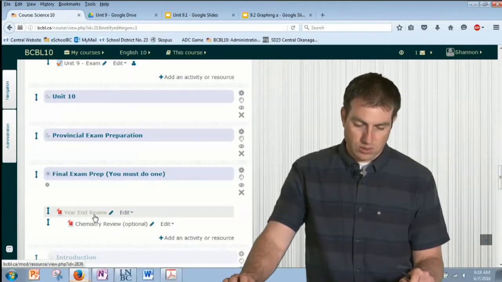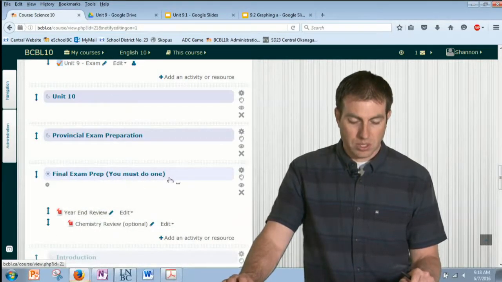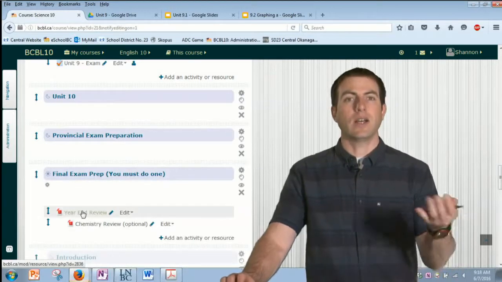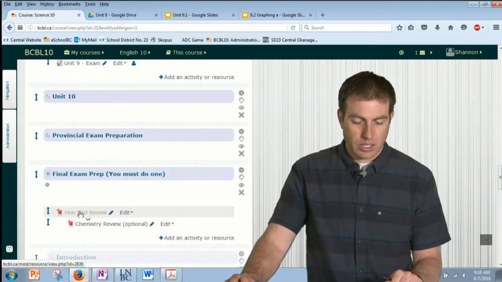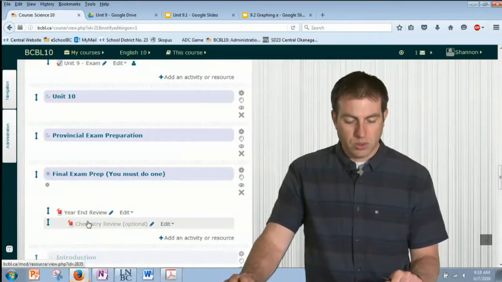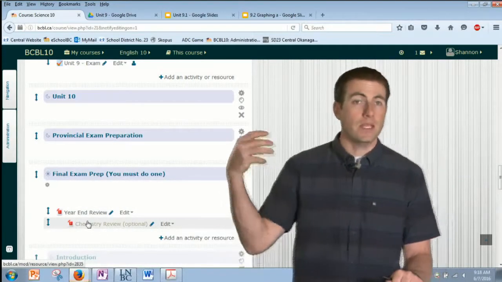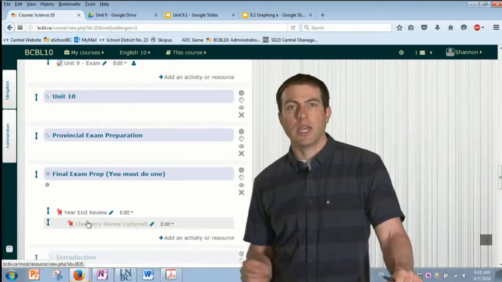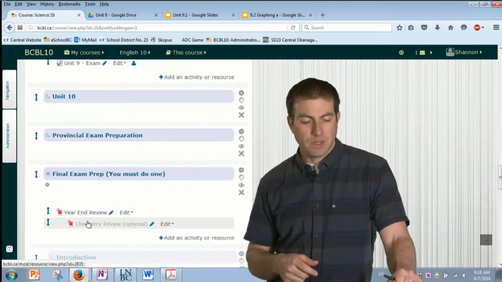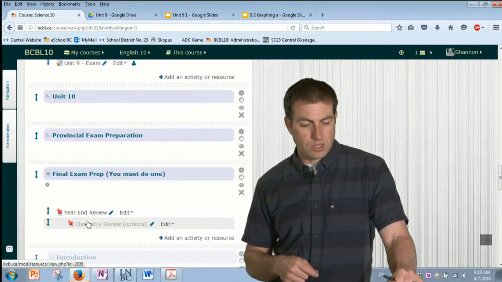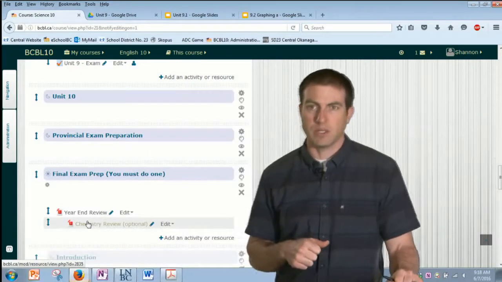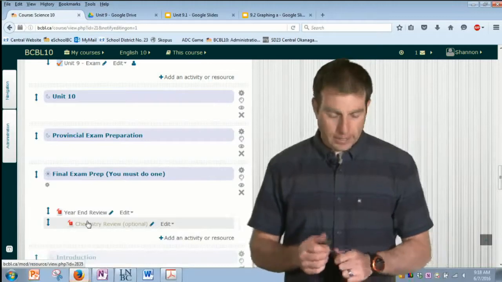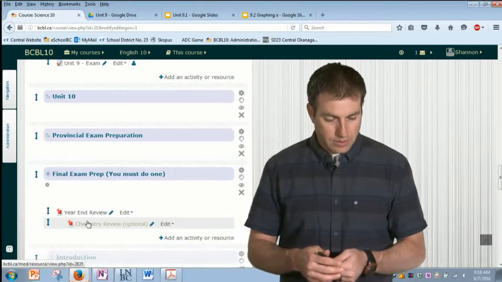Now that I look at this, it's kind of confusing. It says you must do one, but there's only 2 things. I'm going to put in a few more things here, a couple of older exams. The year-end review. This chemistry review is optional. It just has a lot of chemistry stuff. It's worth looking at. Just go through it. I'll put in some solutions to that after about a week or something, so I'll give you the answers to all that stuff.